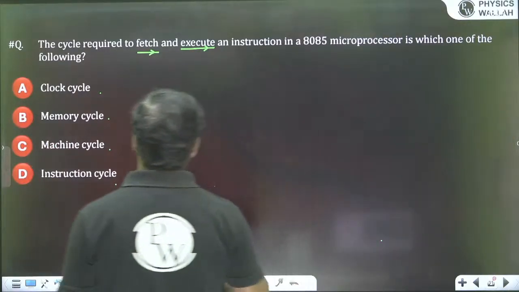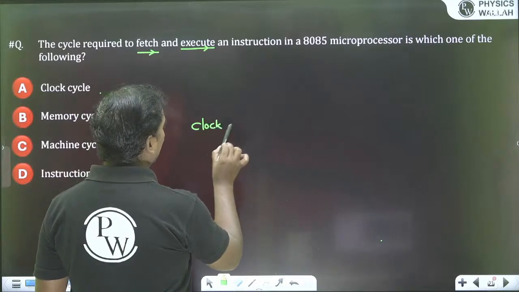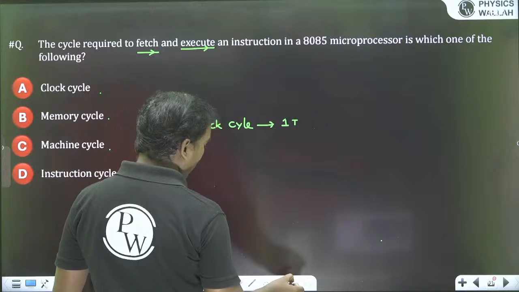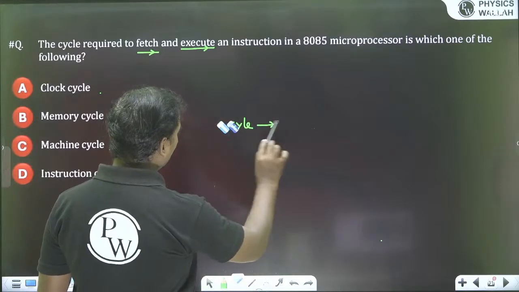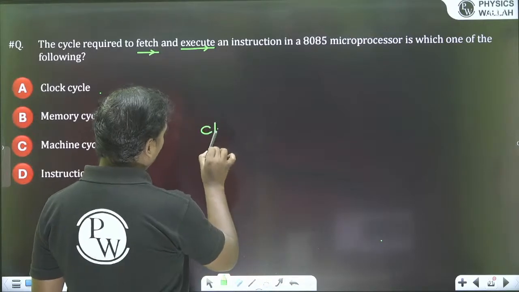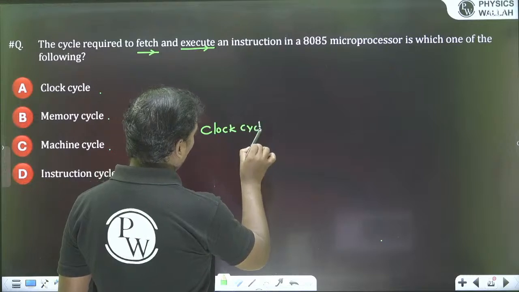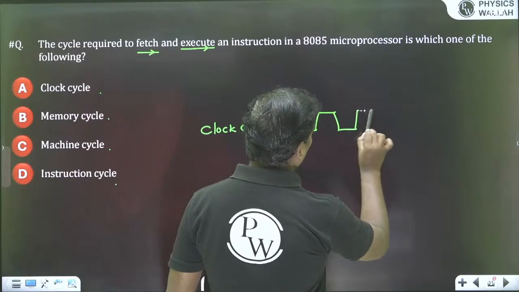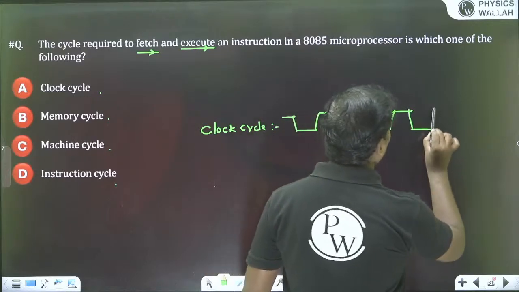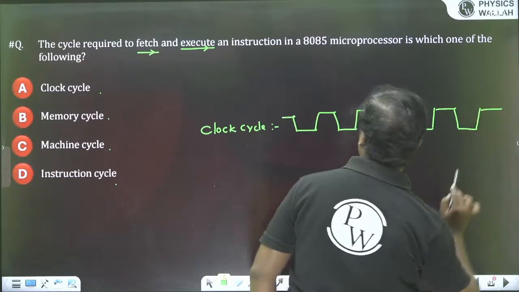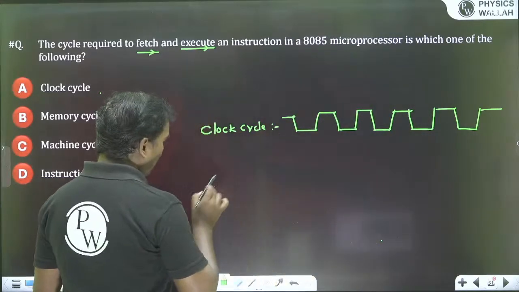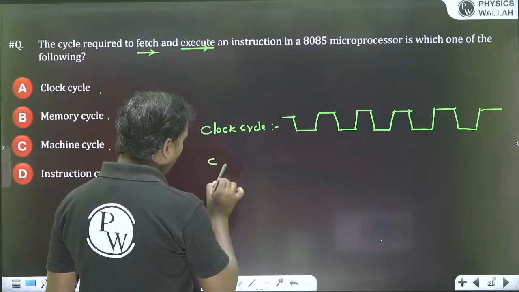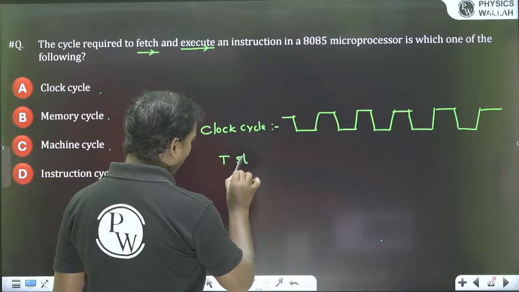See, my dear student, clock cycle means 1 T state. Clock cycle means what actually? This is the clock cycle, and it goes on and on. Next, see here, what happens in the instruction cycle? First clock cycle, the first basic unit is the T state.